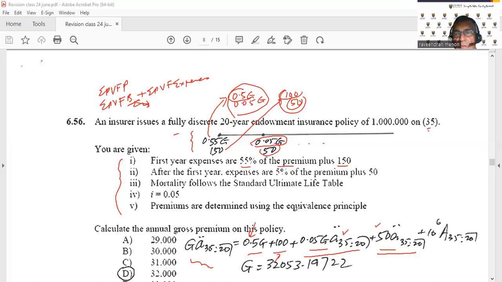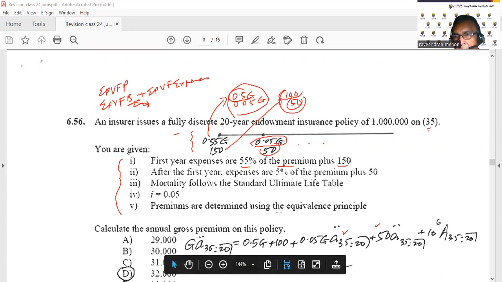Okay. Now, after that, just worry about your expected present value of your future benefits. So that'll be 1 million times A 35 angle 20, because it is an endowment insurance policy. Yeah. Once you've got this line out of the way, then you just look up your tables, clean it up and solve for G. Yeah. And basically you're done. You'll get 32053.19. Your response is D. Good. So this is a pretty standard problem on gross premiums.